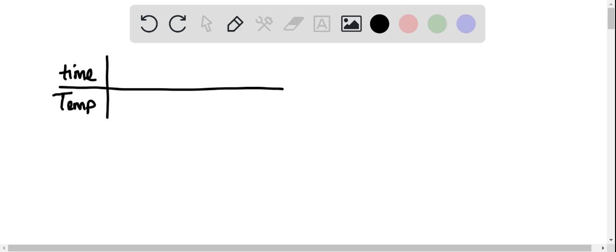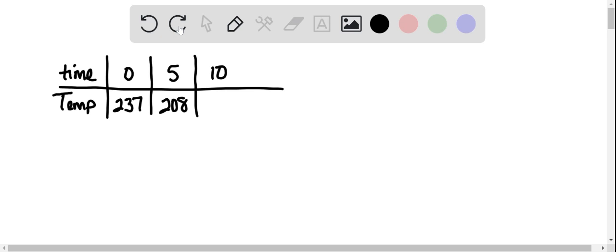Over time, a hot bowl of soup will cool down as it's left out in the room. So let's say we have a bowl of soup and it's starting off at time 0. It's 237 degrees Fahrenheit. 5 minutes later, we check it, and now it's 208 degrees. So you see it's cooled down a little bit in that 5 minutes.